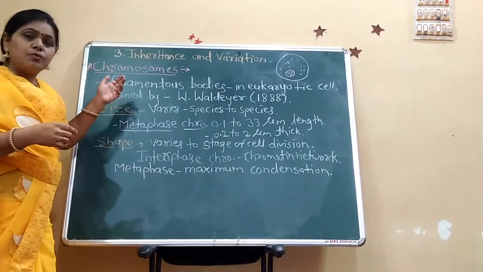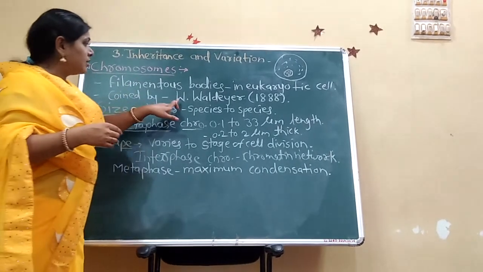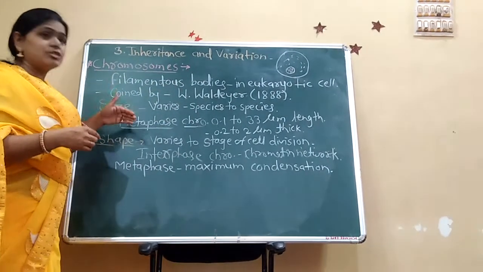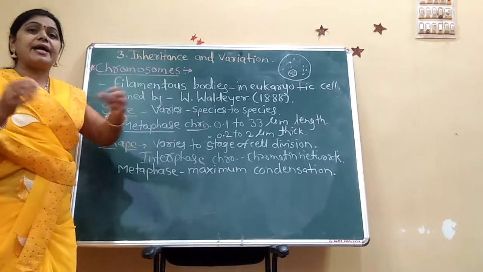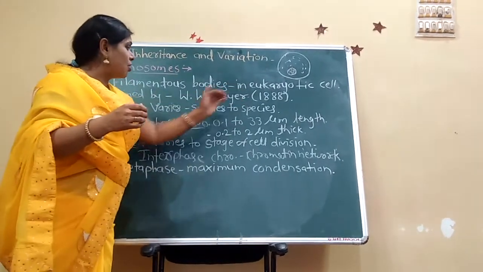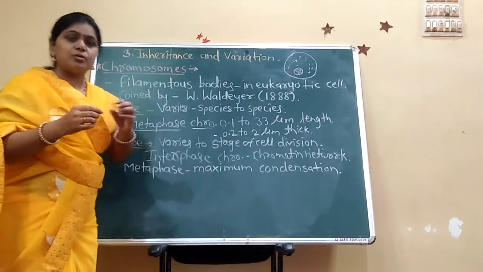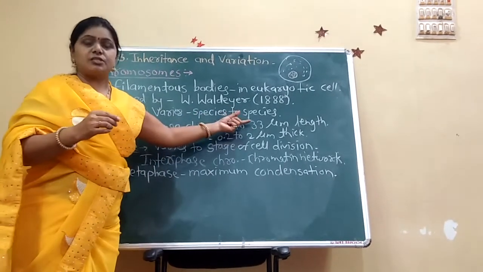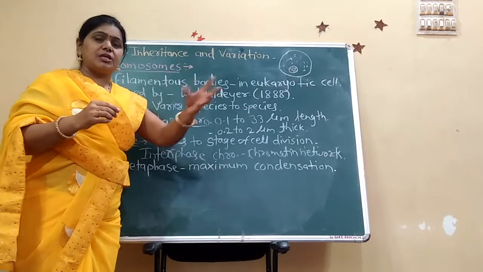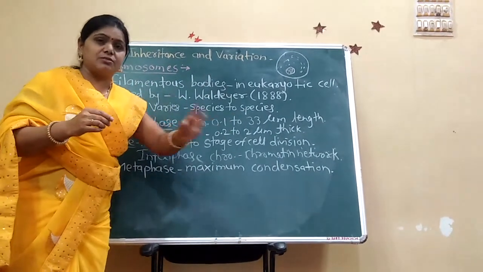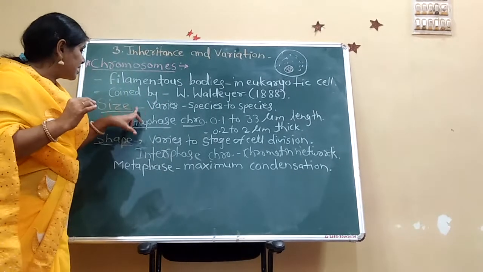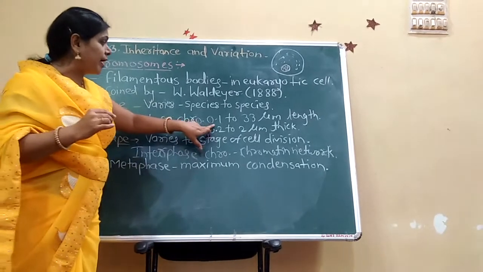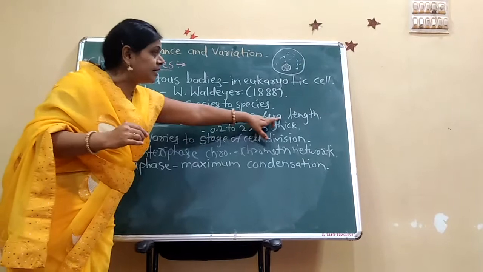The term chromosomes was coined by Waldeyer in 1888. The size of chromosomes varies from cell to cell and from species to species. The size of chromosomes differs according to species, that is, from organism to organism the size of the chromosomes is different. In metaphase the chromosomes are quite 1 to 33 micrometer in length.